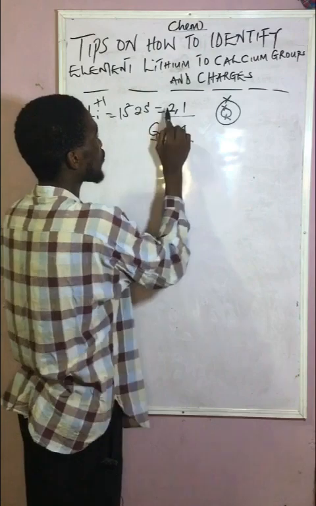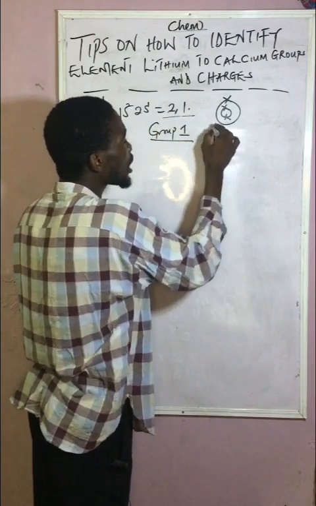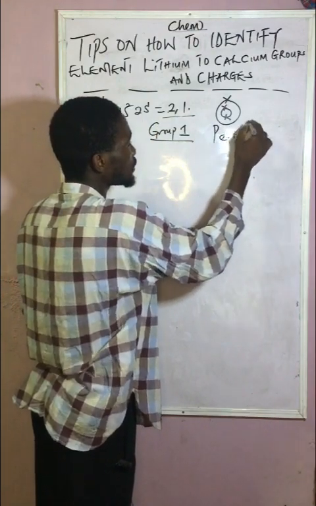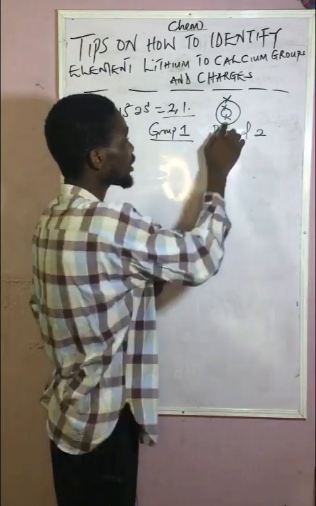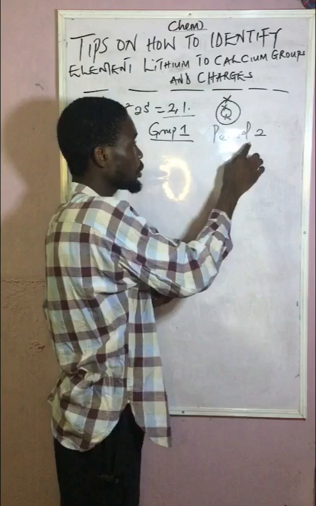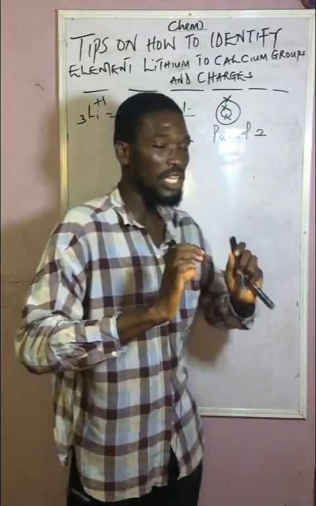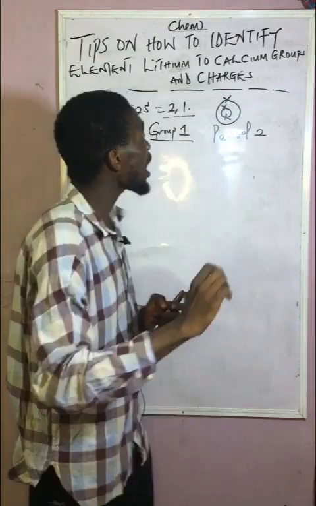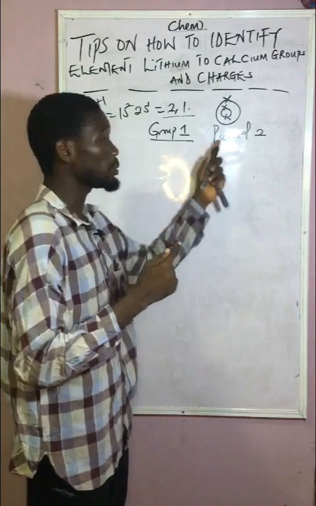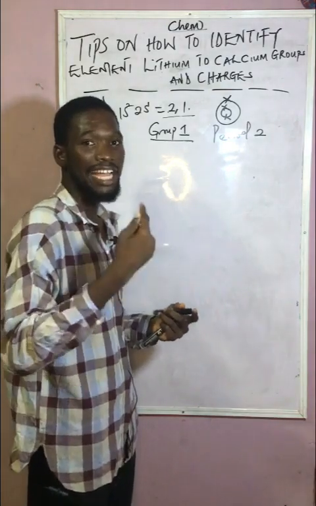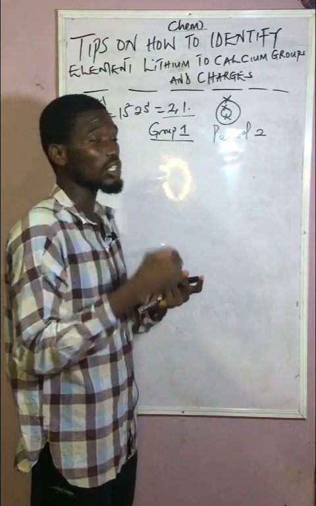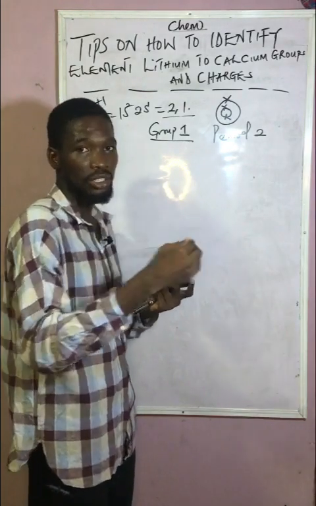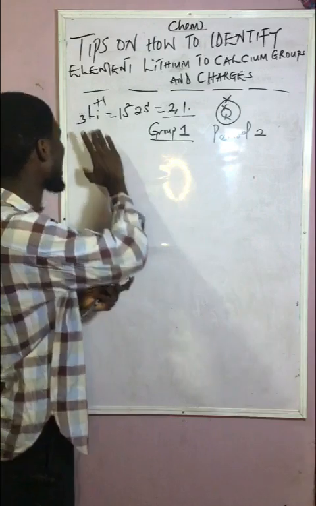So let's count. 1, 2. So lithium belongs to period 2, group 1. So now this is a clue. The number of shells determines the period, while the outer electron determines the group. Again, the number of shells determines the period, while the outer electron determines the group. That is that for lithium.